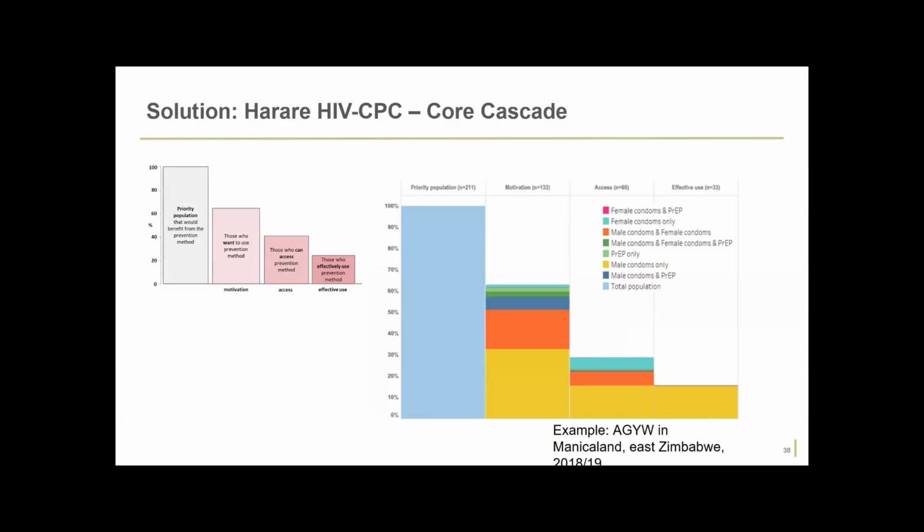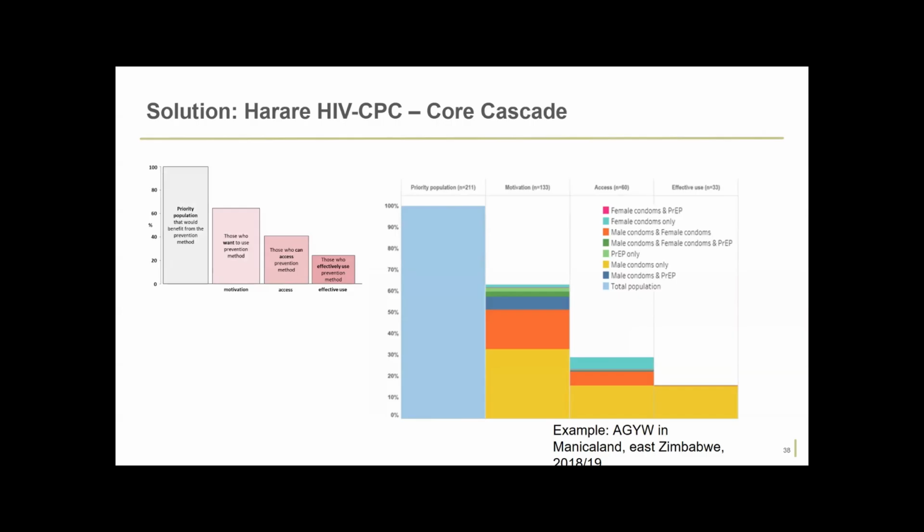The same thing, I think this one, there was also a study that was done in one of the provinces in Zimbabwe, Manicaland, where this is real data to say, if you look, there are 211 people, which was the priority population, and 133 were motivated to use the particular, and 60. So we are seeing the bars are getting smaller and smaller.